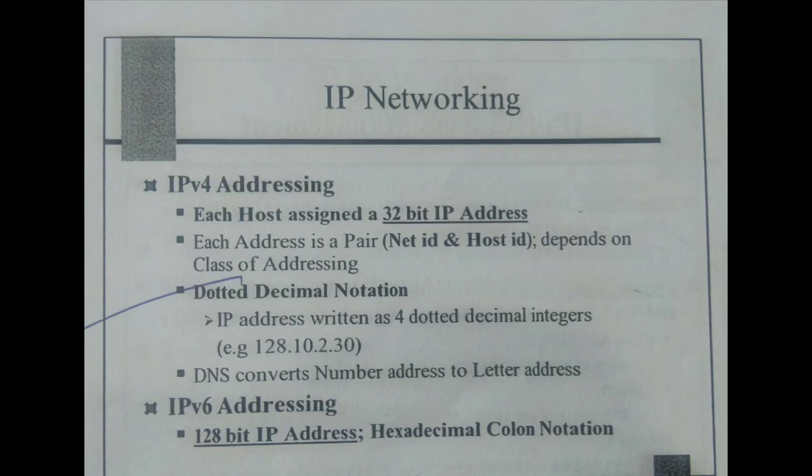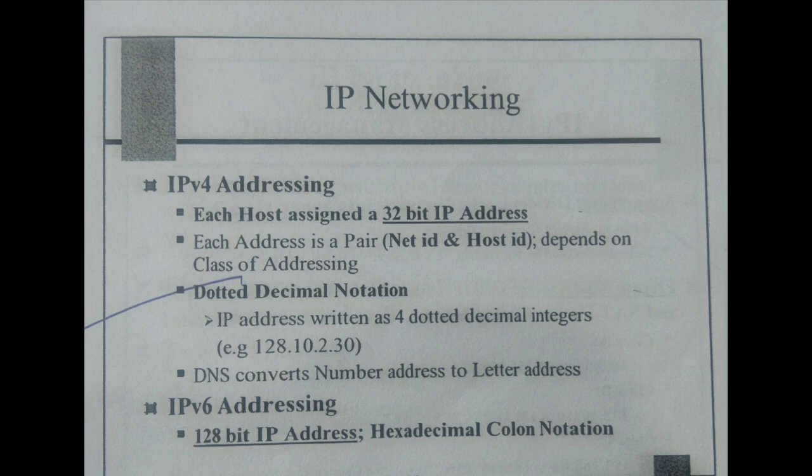Now we talk about IPv4 addressing. Each host is assigned a 32-bit IP address, and each address is a pair of net ID, that is network ID, and host ID, depending on the class of addressing. In dot-decimal notation, an IP address is written as four dotted decimal integers, as we can see in this example, 128.10.2.30. These are decimal integers.